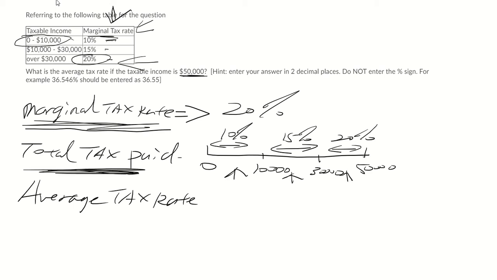Okay, so first there will be 10,000, the upper bound minus the lower bound 0, times 10%. That's the first bracket. Now the second bracket will be 30,000 minus 10,000.